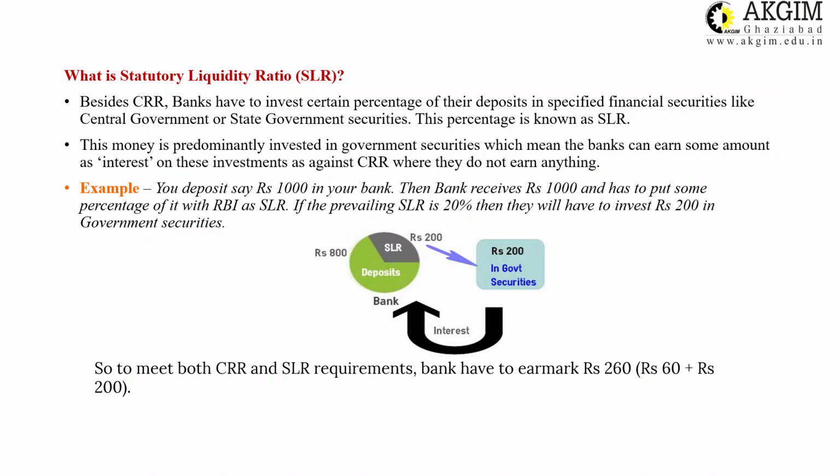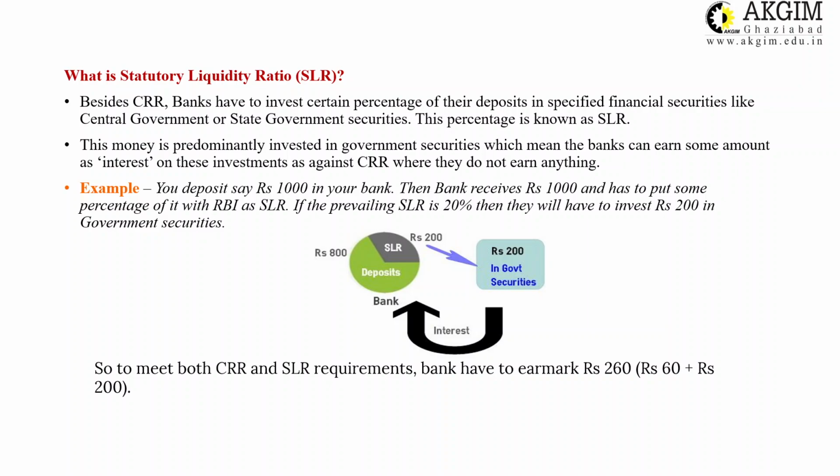Again, let us continue with our example. For example, if you deposit rupees 1000 in your bank and the SLR rate is 20% at that time, it shows that rupees 200, that is 20% of rupees 1000, your bank is required to invest in government securities, for which they will get some interest also.